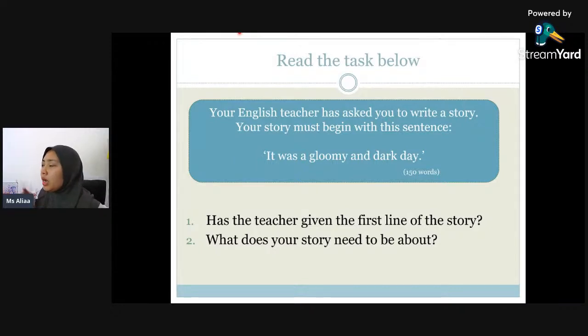Jadi cerita awak kena bermula dengan ayat ni. It was a gloomy and dark day. Okay? Gloomy and dark day. Jadi cerita awak tu, ayat yang pertama kena bermula dengan ayat yang bagi ni.